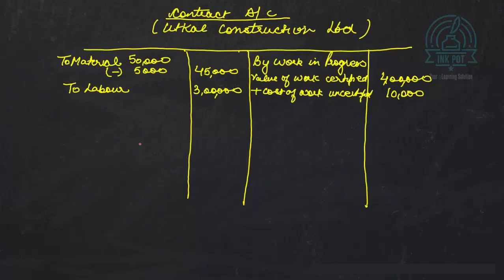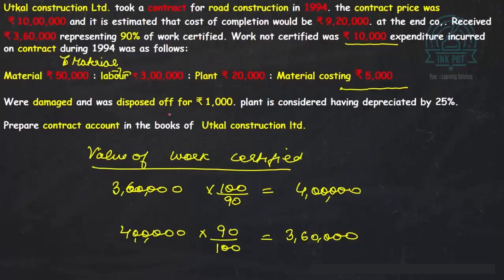So labor is 3 lakh. Anything else? This we have already done. Damage and was disposed of for rupees 1,000. So material damage was 5,000. For 1,000 we have disposed of the damaged material. So that means the actual loss is 4,000, which will be shown in P&L. This loss is not to be shown anywhere in contract costing, right?